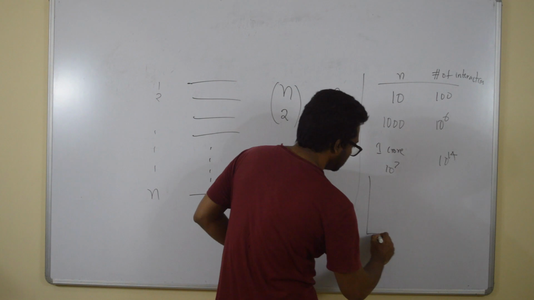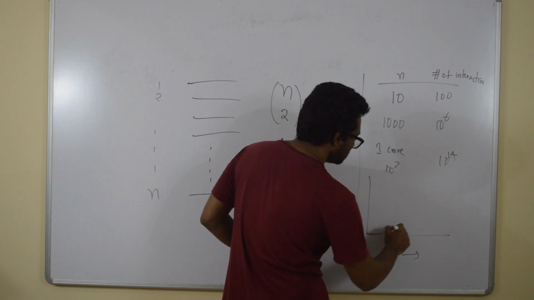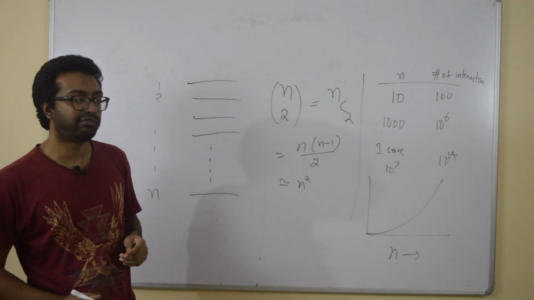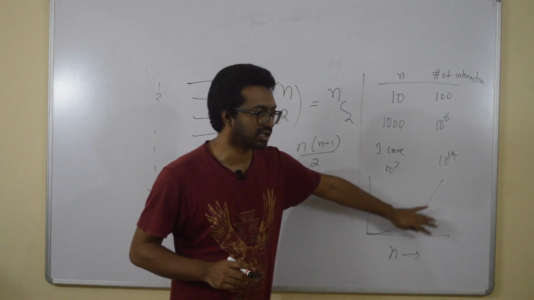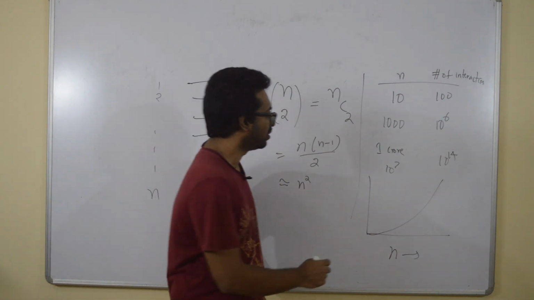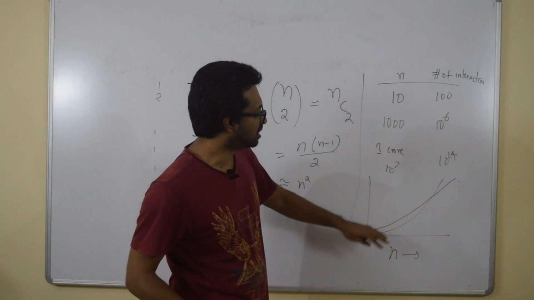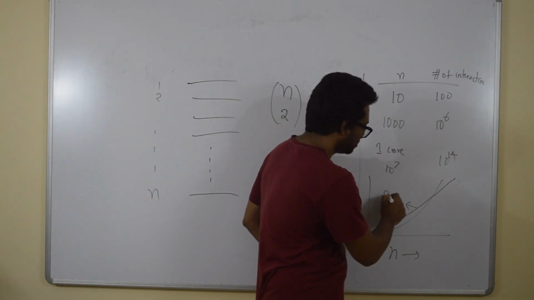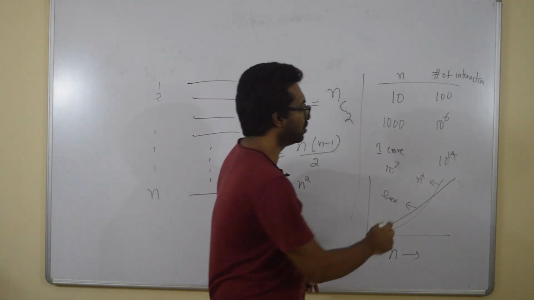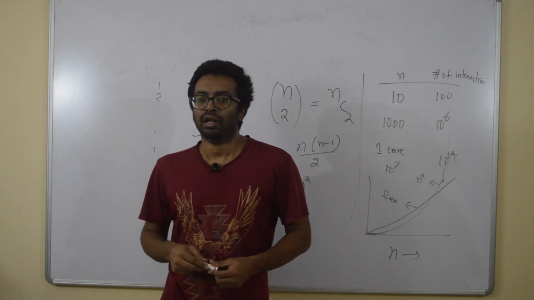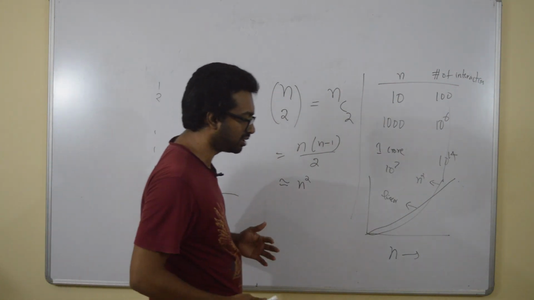right, let me just draw. So this is n. So with time, this n square increases. The number of interactions increases very fast as n grows because it's squaring all the time. On the other hand, okay, this is linear. And this is n square, and it's going to grow very fast here. So the point I'm trying to make is the bigger, the larger your code.